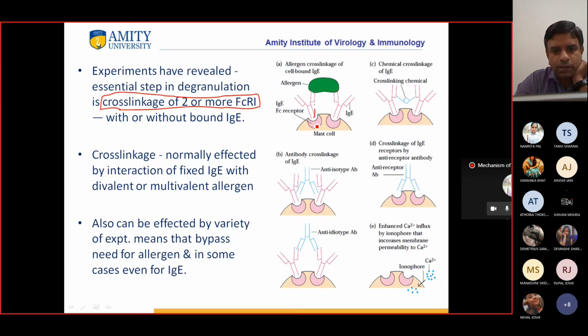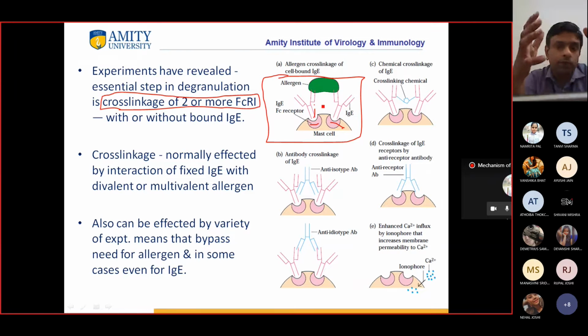So you can see, this is the mast cell, this is your Fc receptor, to which IgE has bound, and then the allergen is cross-linking it, right? So this is what I am talking about. Allergen cross-linkage of cell-bound IgE. Now this cross-linking, so students, as I said, a lot of the time it is non-allergen based activation, right? So it is not necessary that every time there will be an allergen.